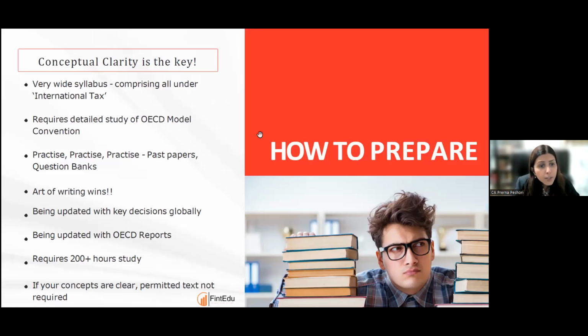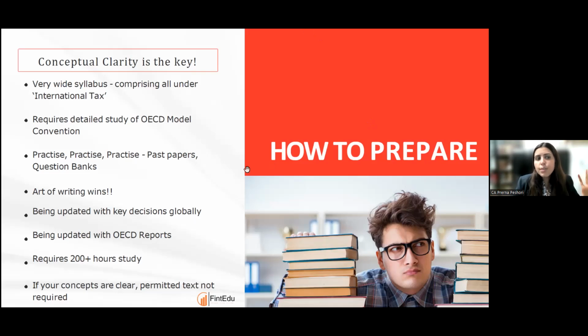You have to be updated with the new OECD reports which are coming in. It is seen that even if the exam is in June and the report is released by OECD in February, the questions are asked on that. So only when you are updated will you be able to write those answers, isn't it? So you have to be aware of what OECD is coming up with. And the good part of OECD is that it's not necessary to read the entire report. The OECD also publishes a summary of that report. So you can just refer to the summary as well, isn't it? That way, you will be able to prepare in a better way.